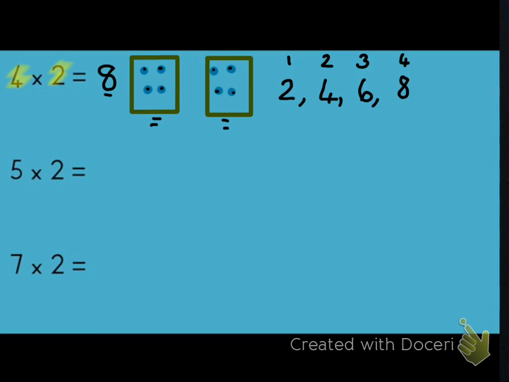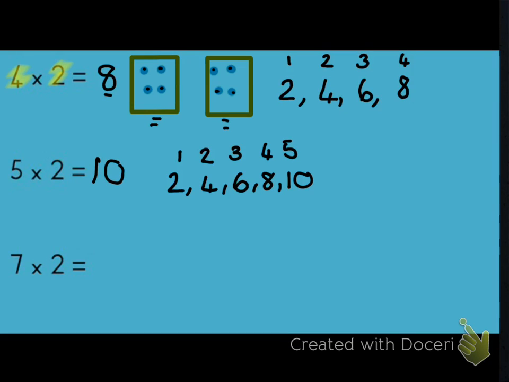5 times 2. Now I want you to think, what is double 5? Double 5 is 10. Let's check and see if 5 times 2 is 10. Now we will have to count in twos 5 times. 1, 2, 3, 4, 5 times. Count with me. 2, 4, 6, 8, 10. The answer is 10.